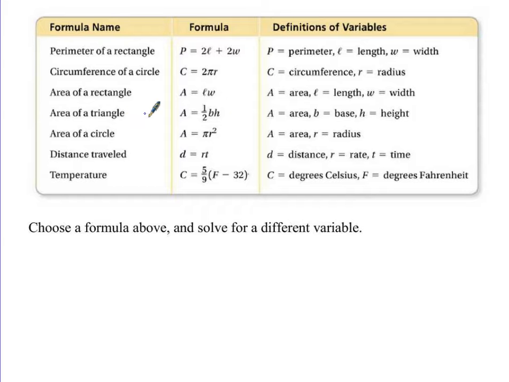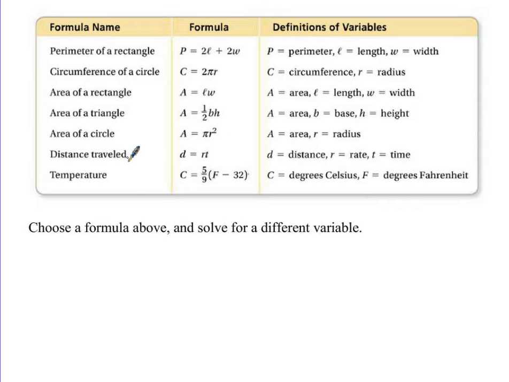Area of a triangle. A equals 1/2 what? Base times height. Good. Area of a circle. A equals what? Pi times the radius squared. So if you had a radius of 3, the area would be 9 times pi.